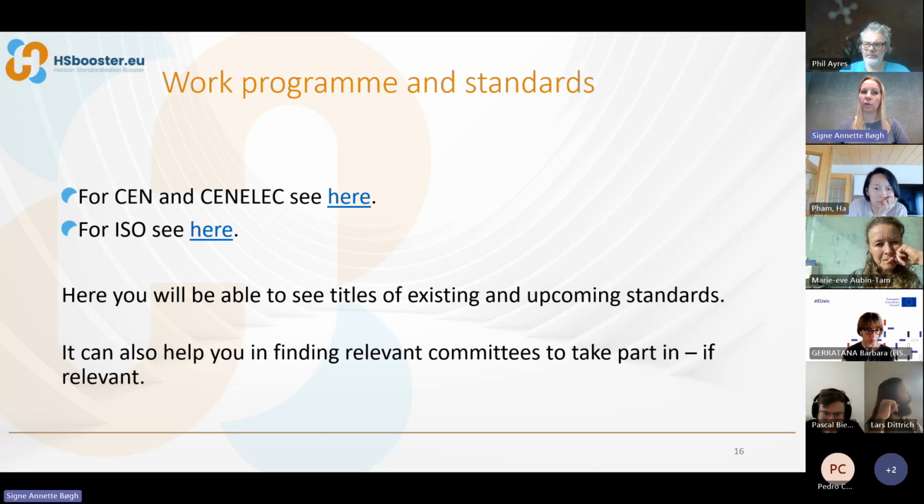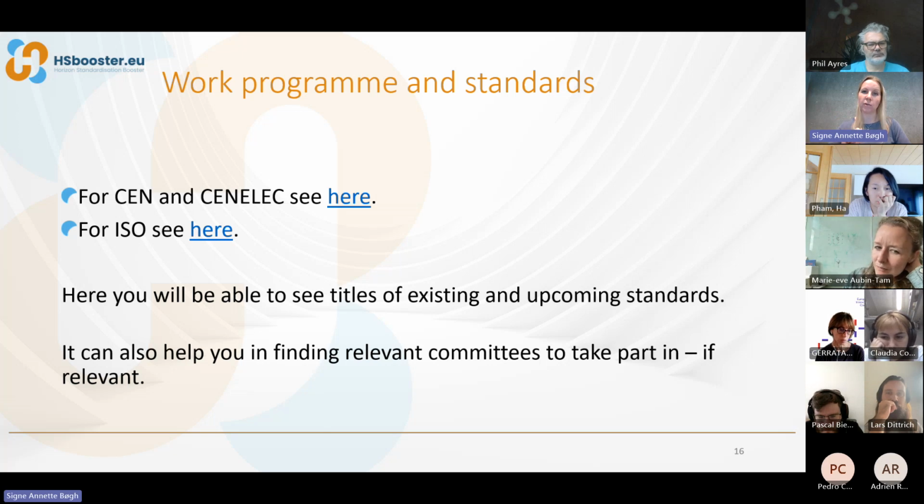If you are looking for CEN and CENELEC, so that's European standardization, then I have put in a link here where you can find out what is going on in these standardization committees, what are existing standards, and just as importantly, which standards are they working on right now? Because you'll also be able to see what is being standardized now that's not finished. And that is, of course, often where you will find the most innovative solutions. We have the same for ISO, where you can go in and find out what's going on.